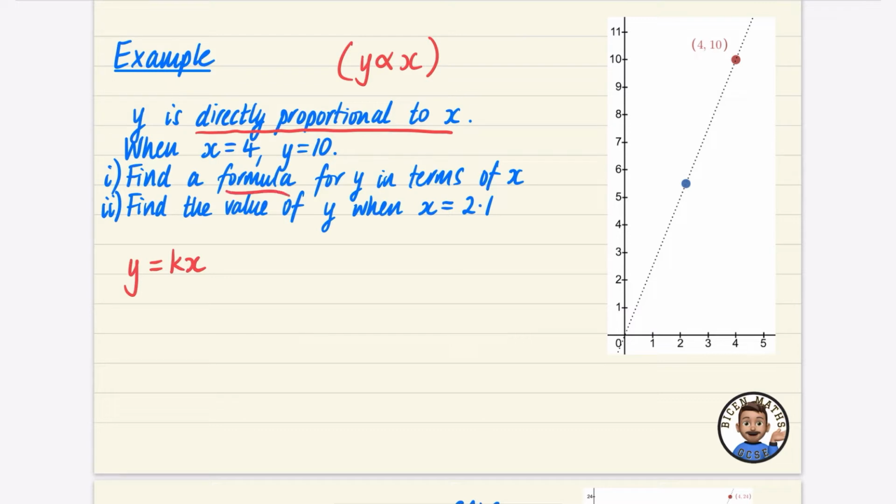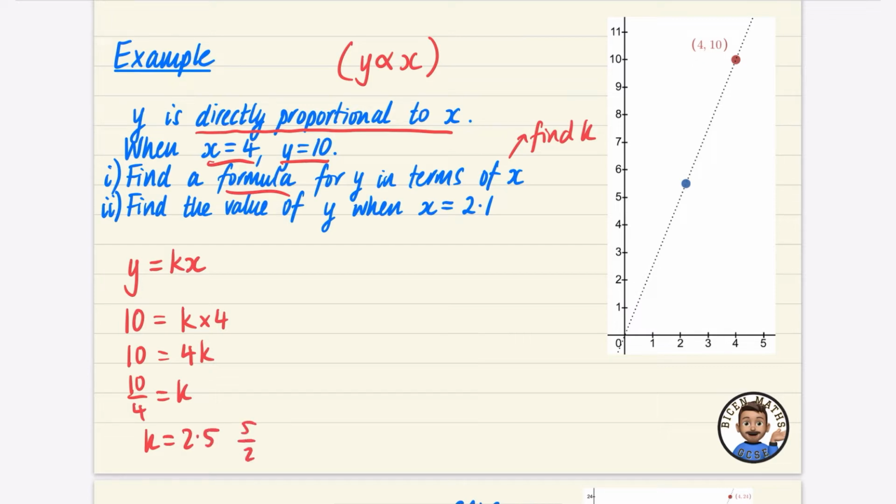We're going to find a formula for y in terms of x, which really just means find out what k is. So I'm going to take this information that x is 4 and y is 10, and substitute it in. I can replace y with 10 and I can replace x with 4. Now I could write k multiplied by 4, or I could just say that that is 4k. To find out what k is, I'm going to solve this equation, which will mean dividing by 4. So 10 divided by 4 is equal to k, and when you do 10 divided by 4, you get 2.5. You could simplify the fraction to 5 over 2, but I'm probably just going to leave it as 2.5.